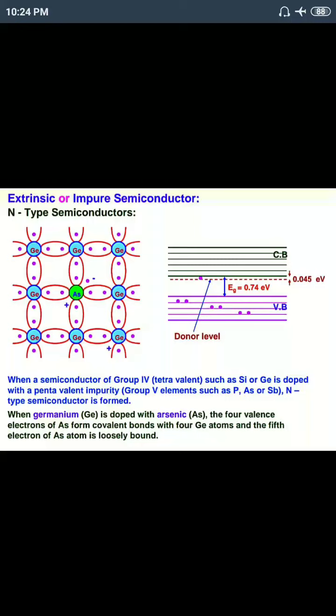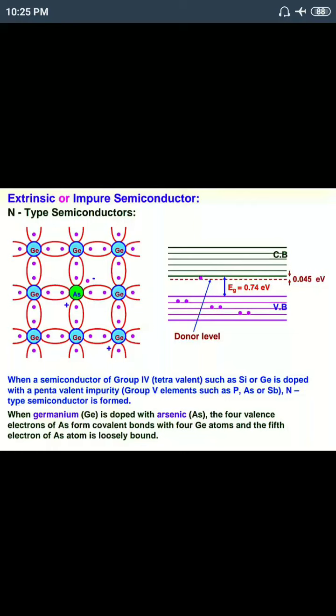So the n-type semiconductor is also called a donor semiconductor because it has free electrons inside the lattice. When it comes in contact with a p-type semiconductor, it easily donates the electrons from the lattice to the p-type semiconductor. That's why it is called a donor n-type semiconductor.